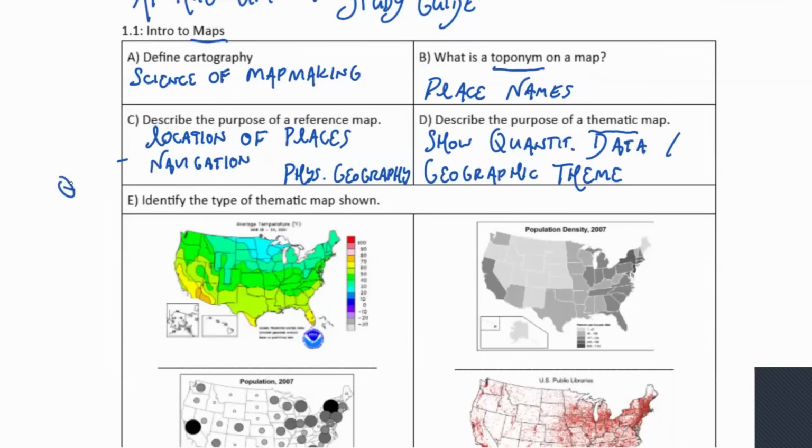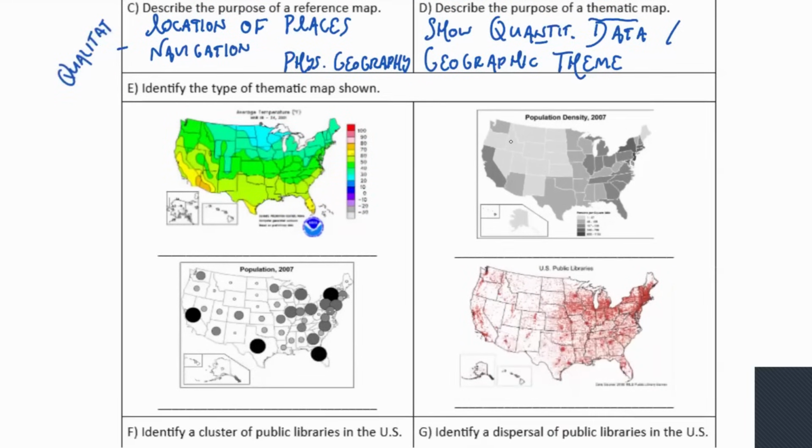We have qualitative. And the N in quantitative, that deals for numbers. And then qualitative, you just think of quality. Anything non-numerical is qualitative data. So location, navigation, physical geography, that sort of thing is qualitative. And then quantitative data, it's like the population or the temperature, what we're looking at here on these thematic maps as well. And so we're just identifying the type of thematic map shown here.